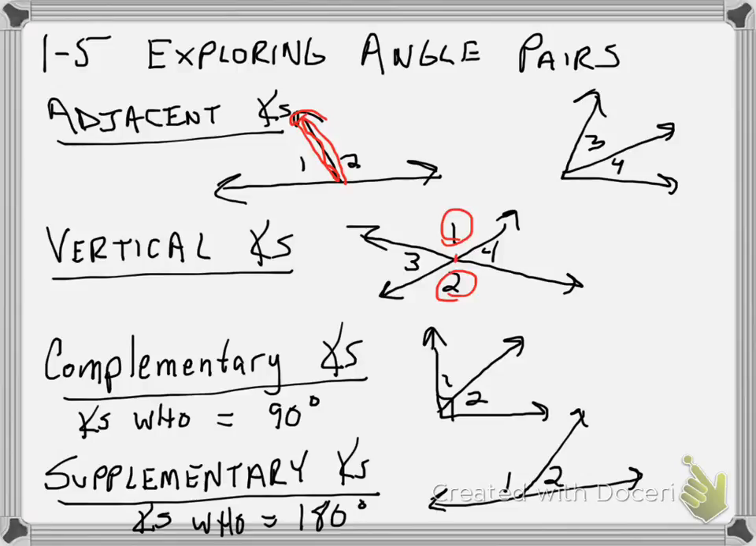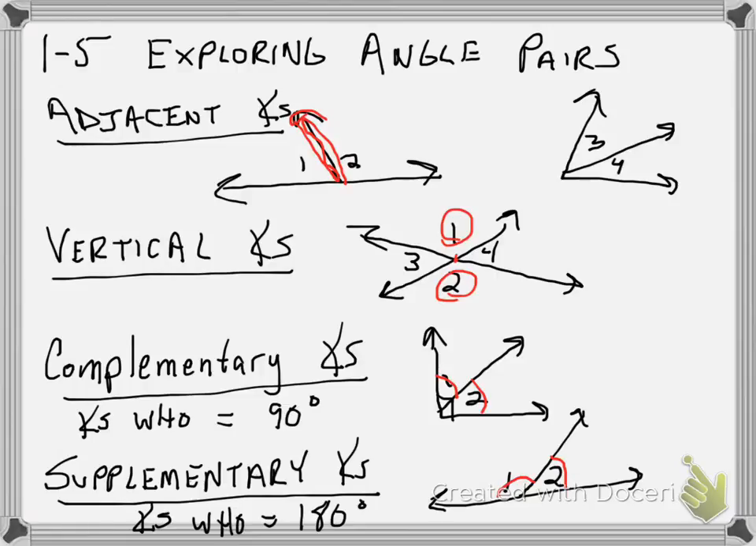Complementary angles are angles whose measurements add up to be 90 degrees. So if I take angle 1 plus angle 2 here, it's going to give me 90 degrees. And so that's complementary angles. Supplementary angles are angles whose measures equal 180 degrees. So if I take angle 1 here plus angle 2, it equals 180 degrees.